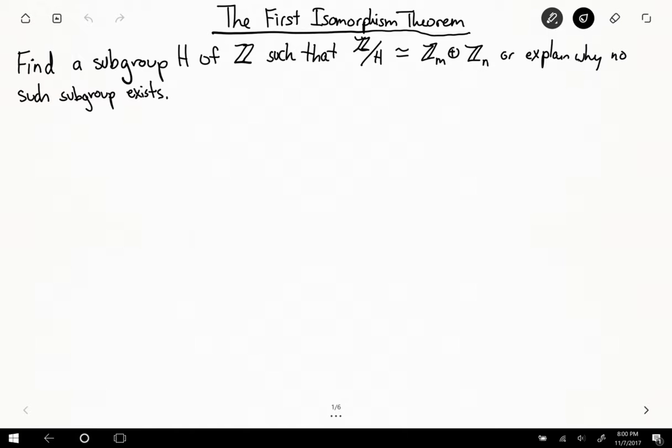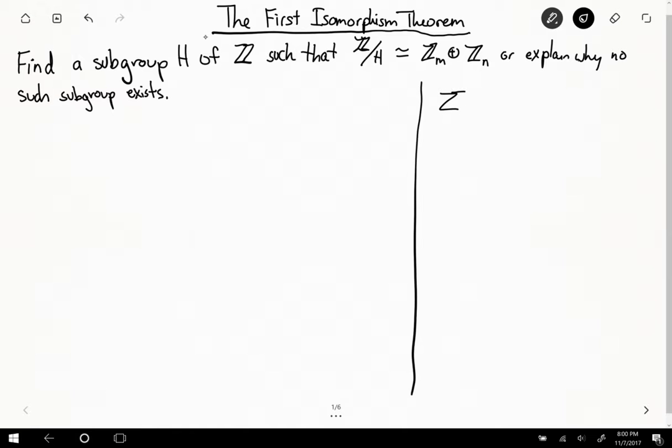So let's get started. We want to find a subgroup H of the integers such that Z mod H is isomorphic to Zm direct product with Zn, or explain why no such subgroup exists. So what happens a lot of times when we see these abstract problems, we freak out, and what I'd suggest, and you'll see me do it a couple times tonight, is actually try and work with some examples.